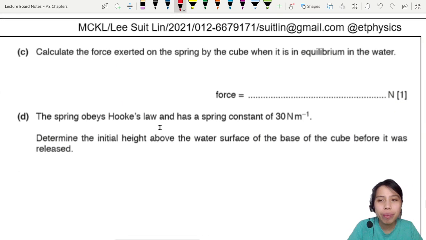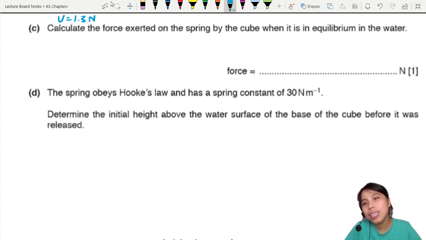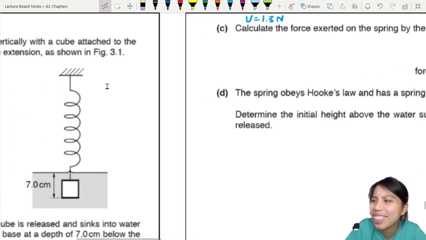More forces incoming. So now that we have got the upthrust force, which is 1.3 newtons, let's also write it down. Calculate the force exerted on the spring by the cube when it is in equilibrium with the water. That's such a weird way to say it. Force exerted on spring by cube. What kind of force is that?